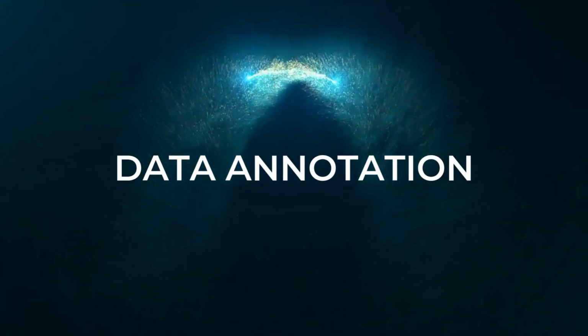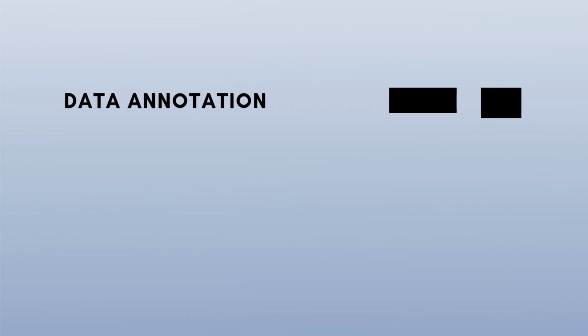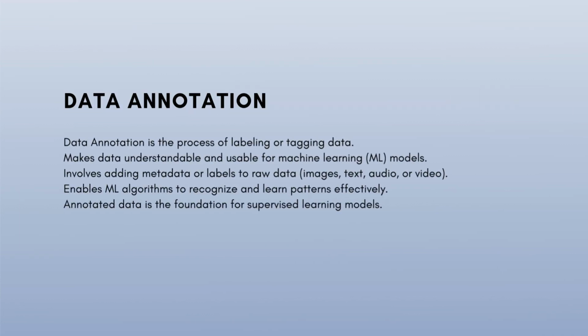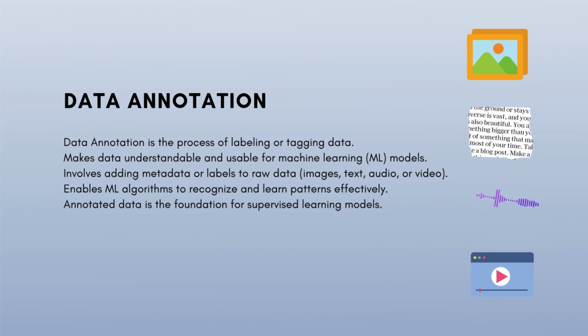Hey there! Let's talk about data annotation. A super important process in machine learning. Basically, it's all about labeling or tagging data, like images, text, audio, or even video, to make it understandable for machines. By adding metadata or labels, we're teaching algorithms how to recognize patterns and make sense of the world. This annotated data? It's the backbone of supervised learning models and helps power the AI technologies we use every day.